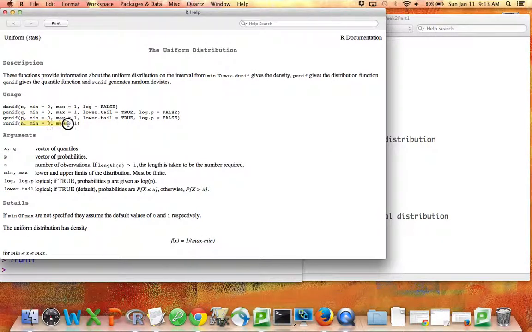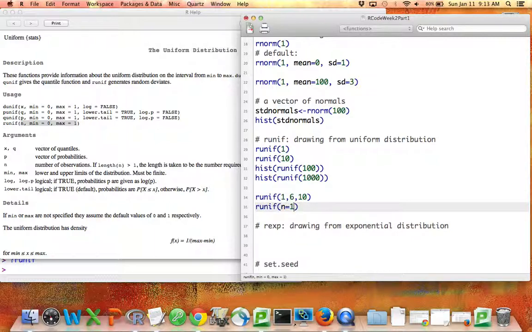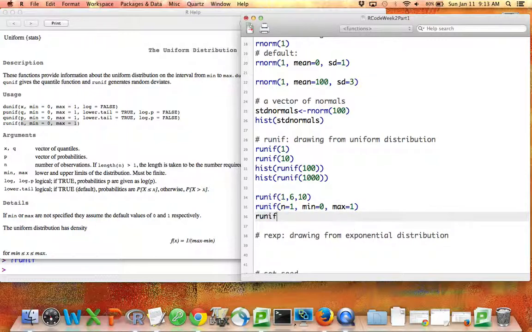Each of these arguments has a name: n, min, max. If you want, you can do this. If I want, I can write runif n equals 1, min equals 0, max equals 1. The advantage to doing that is that I don't have to remember the order of the commands. It would be the same thing to do this. As long as I write their names, R knows what I mean.